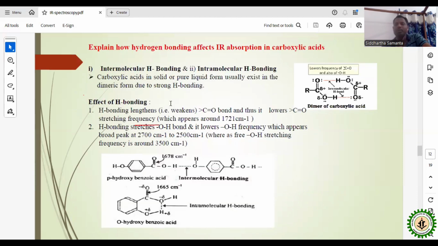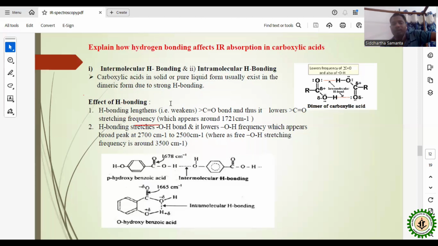Hydrogen bonding also decreases the stretching frequency. If a compound has some hydrogen bonding interaction, hydrogen bonding reduces stretching frequency. So generally the CO carbonyl stretching frequency is in the range of 1720 centimeter inverse. But for para-hydroxybenzoic acid, after hydrogen bonding, that is intermolecular hydrogen bonding, CO stretching frequency is reduced to 1678 centimeter inverse.